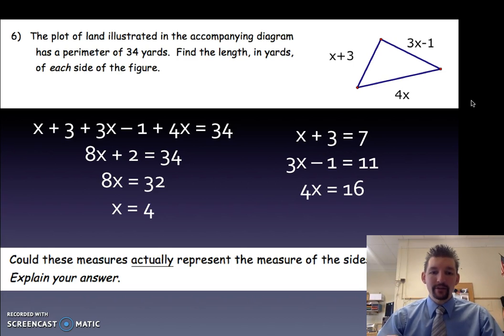So if we look back to what we just learned on the last couple of slides, we know that the sum of the two smaller sides, so in this case 7 and 11, has to be bigger than the third side, 16. So if we look, 7 plus 11 is 18, so yes, these could actually represent a triangle. If we had gotten some different numbers and our two smaller sides were not bigger than the third one, we could not form a triangle. But in this case, 7 plus 11 gives us 18, which is bigger than 16, so yes, it would work.